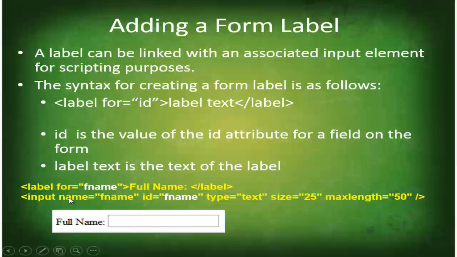Remember, both of them need not be at the same place. You can place a label at a different place. You're just connecting one label with the input field. That's all. When somebody clicks on the label, automatically the focus will be given to the corresponding control.